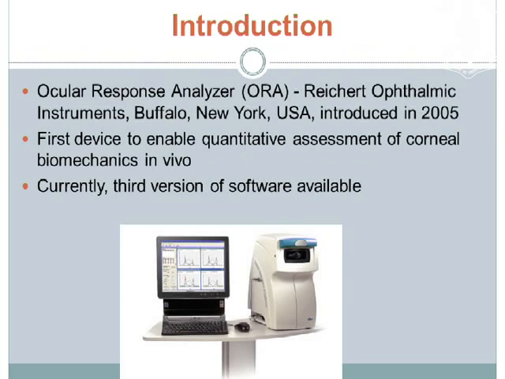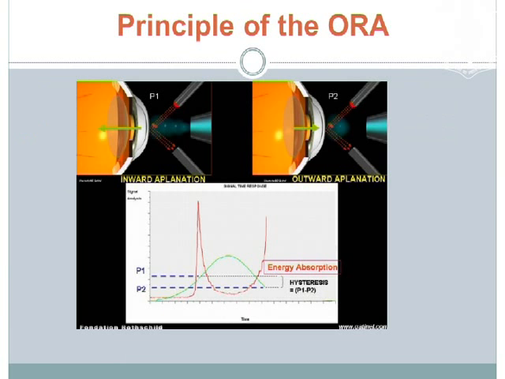The ocular response analyzer has already been introduced earlier. It was available from 2005, and that's when the actual interest in corneal biomechanics increased, because then we had something by which we could measure the corneal biomechanical properties in vivo. It underwent a few revisions, and currently the third version of the software is available. However, the third version has not yet been FDA approved. The principle of ORA has already been introduced earlier, so I can skip this slide.